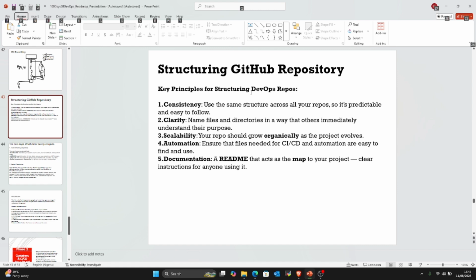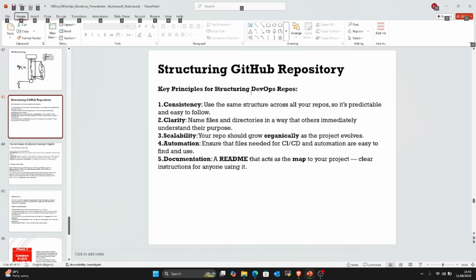Another thing you need to consider is automation. As a DevOps engineer, you're going to be working with CI/CD a whole lot, as well as other forms of automation. So you ensure that files needed for CI/CD and automations are easy to find and use. So we don't have to struggle, because automation is the core foundation of DevOps. Then CI/CD is at the epicenter of automation. So these are files that you should not be scrambling or searching around for. They are files that should be easily seen.